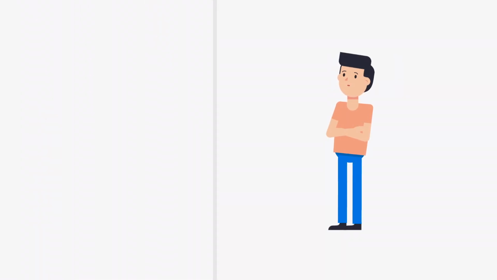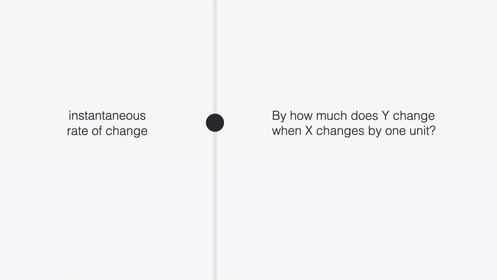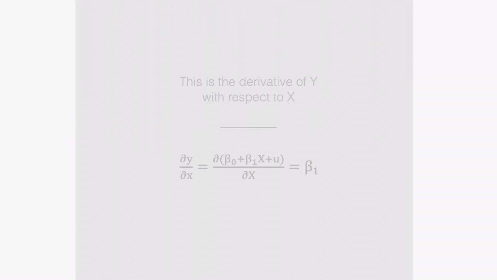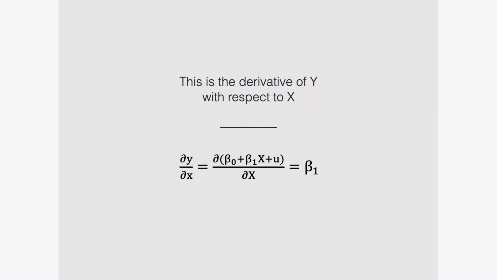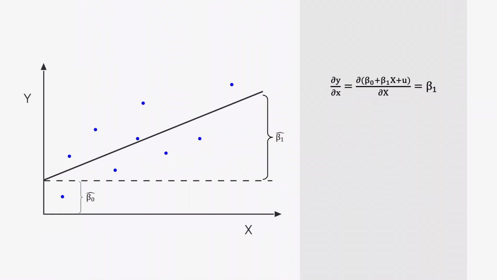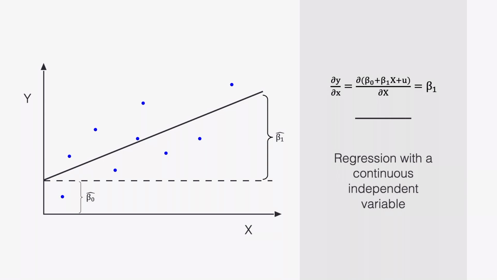While a comparison of means can only work for a limited number of discrete changes, regression can also be used to estimate the instantaneous rate of change. Therefore, we can say by how much y changes when x changes by 1 unit. So it turns out that this is simply the derivative of y with respect to x, meaning that ∂y/∂x is equal to ∂(β0 + β1x + u)/∂x, which is equal to β1. And there you have it. That's the interpretation of a regression with a continuous independent variable from which we started in the previous video.